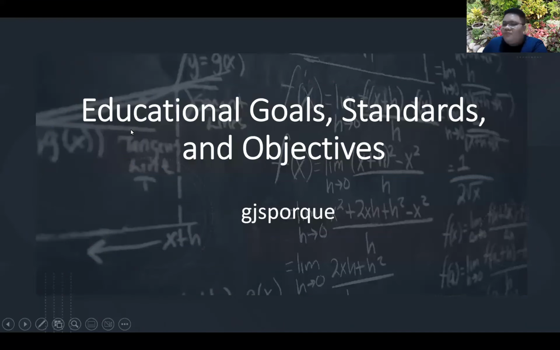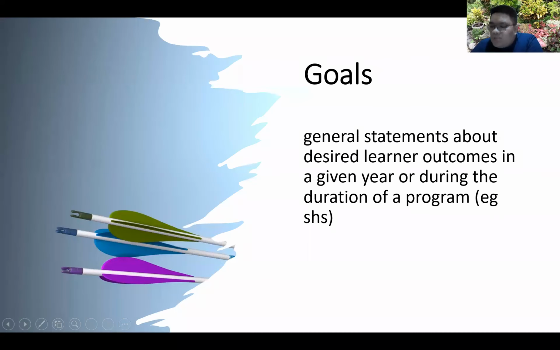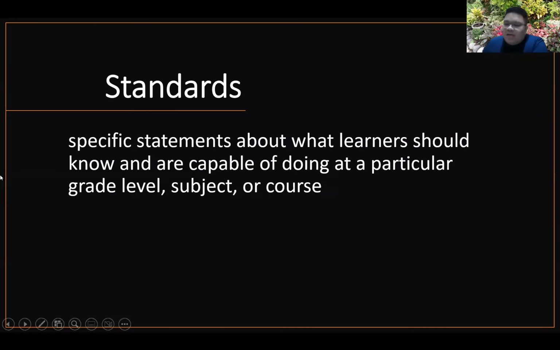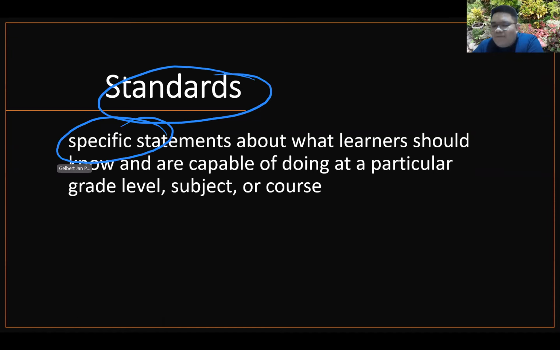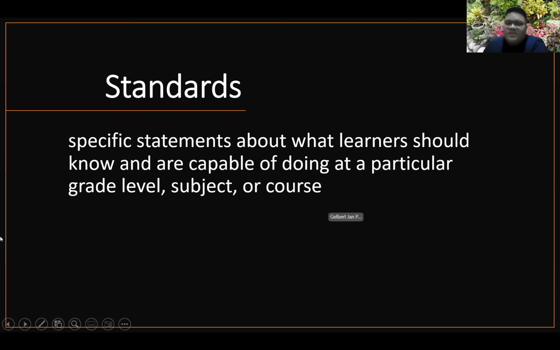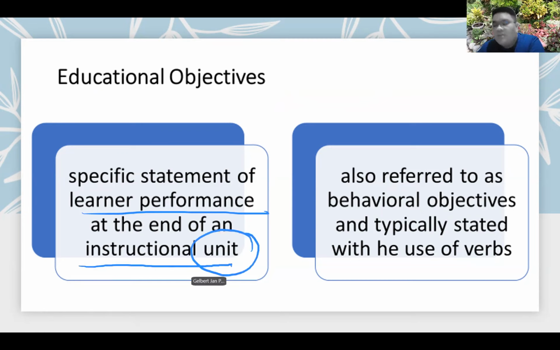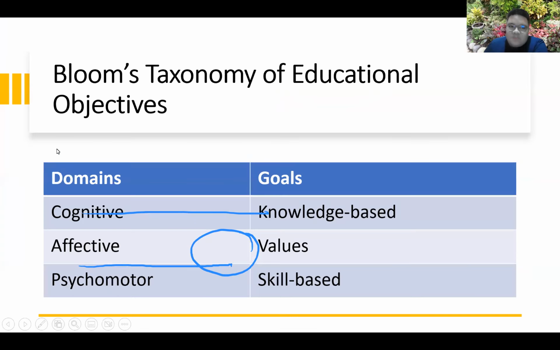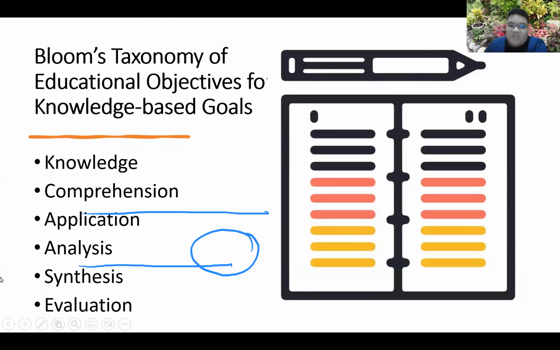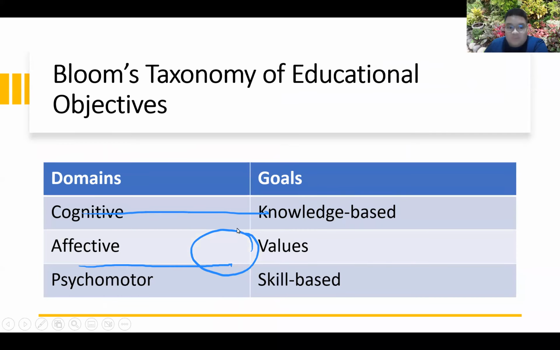Now, if you would look at the definition of terms here, when you say goal, as I have mentioned, it's a general statement. Okay, goal is a general statement. Then look at the definition of standard. Standard is becoming specific to a grade level, subject, or course, as I have mentioned. And then when I talk about your educational objectives, it is the learner's performance at the end of the instructional unit, meaning 1 unit or 1 chapter that you are talking about. That will be your educational objectives. On the other hand, class, when you talk about learning targets, it's already specific to the lesson that we have, right?